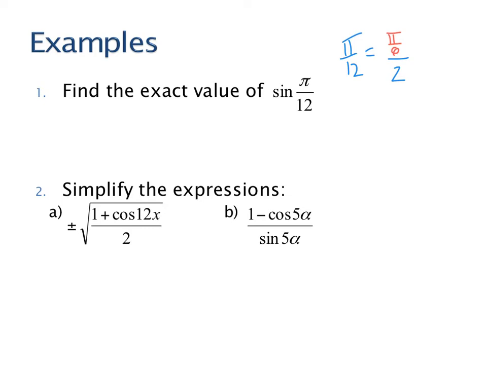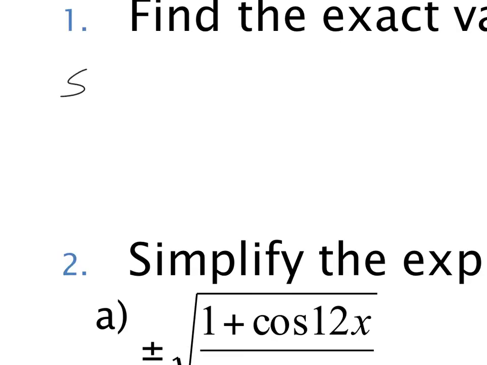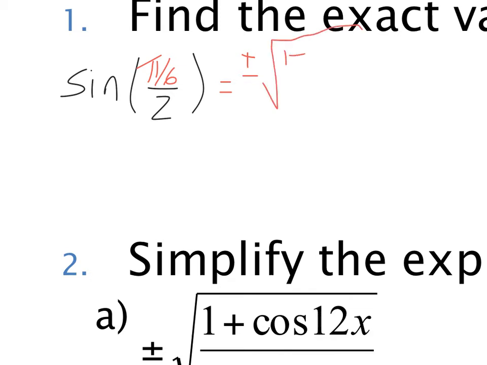Okay, so using that, we can manipulate it a little bit. So I can rewrite this as sine of pi over 6 divided by 2, or the half angle of pi over 6. And then we can go ahead and set that up. I'm just going to write the general form and fill it out. It's going to be plus or minus the square root of 1 minus cosine of pi over 6, all over 2.